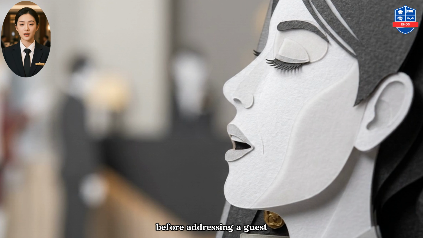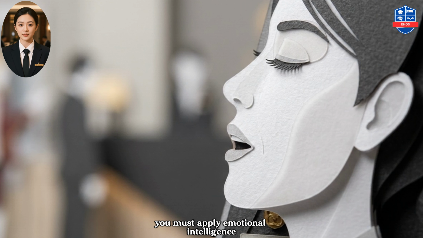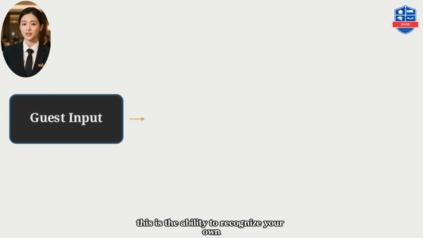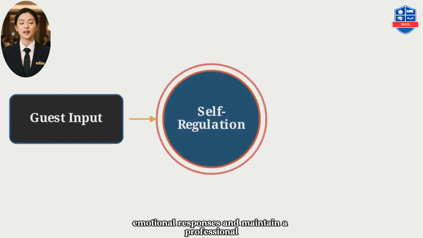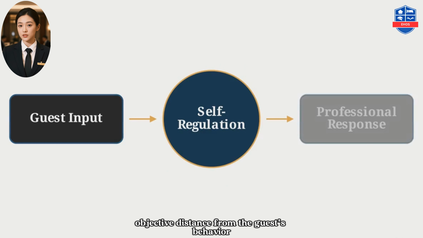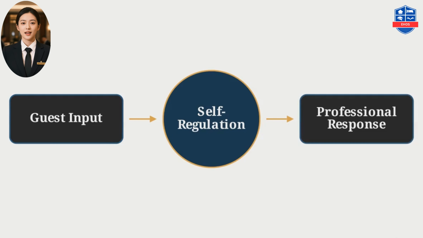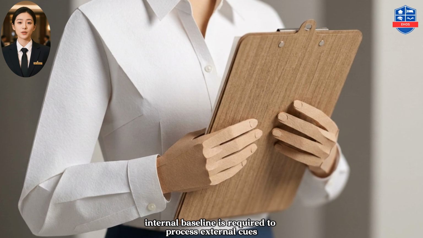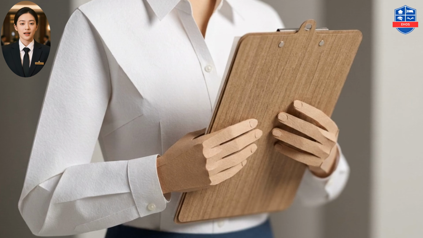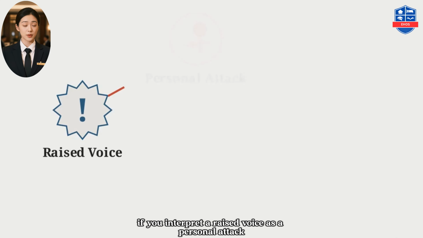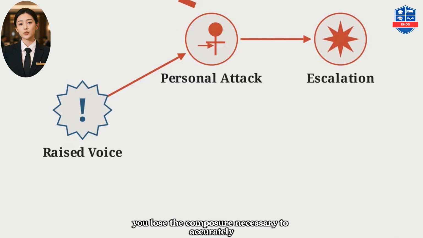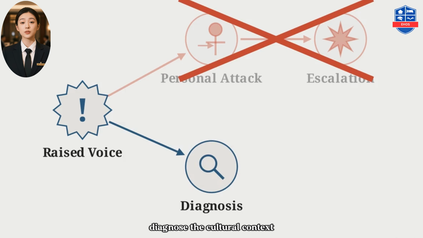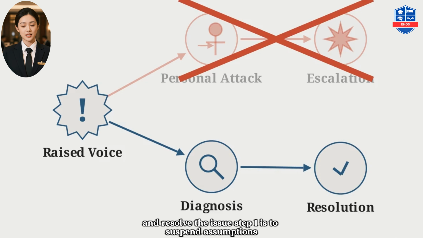Before addressing a guest, you must apply emotional intelligence. This is the ability to recognize your own emotional responses and maintain a professional, objective distance from the guest's behavior. This internal baseline is required to process external cues. If you interpret a raised voice as a personal attack, you lose the composure necessary to accurately diagnose the cultural context and resolve the issue.